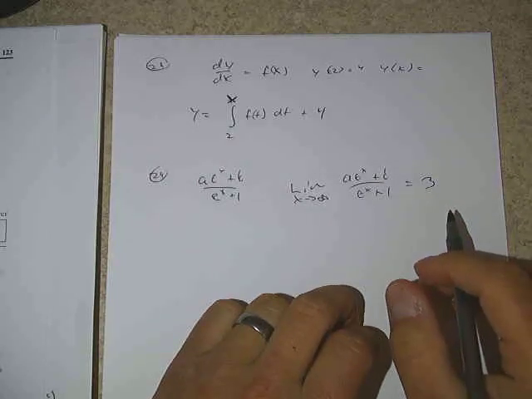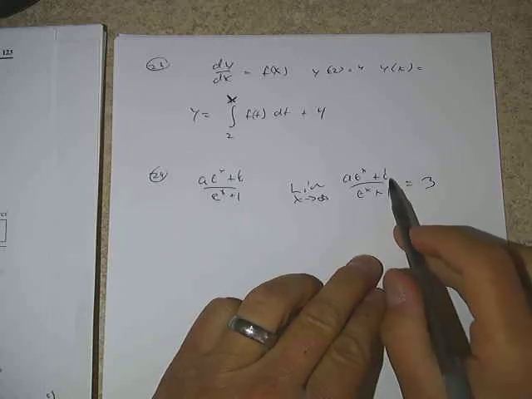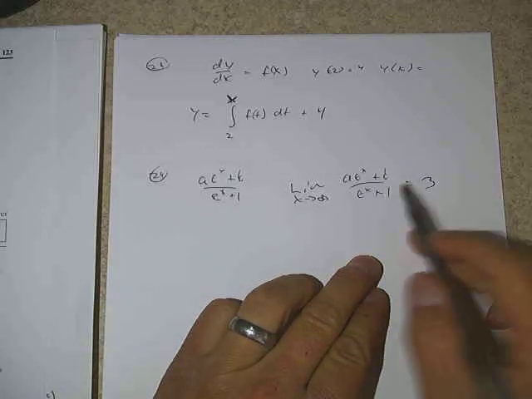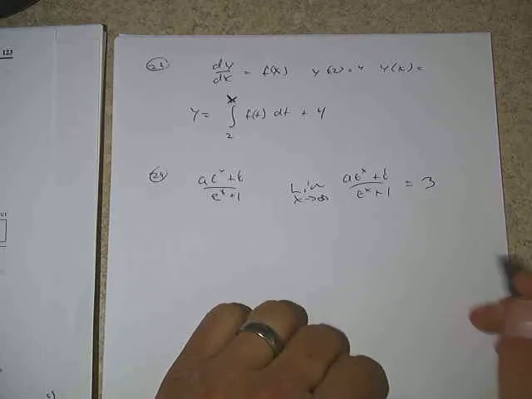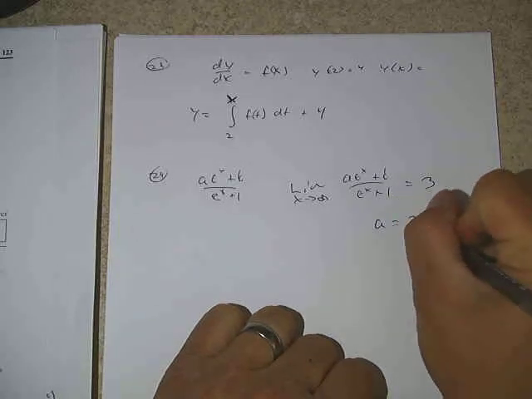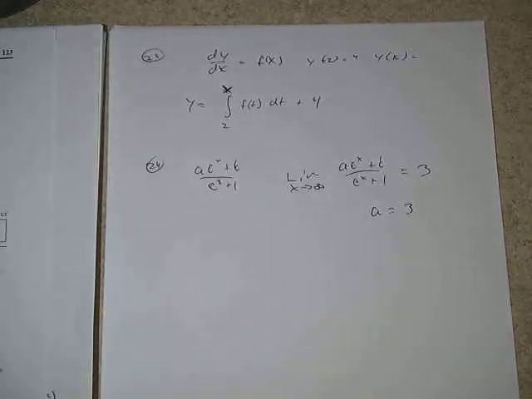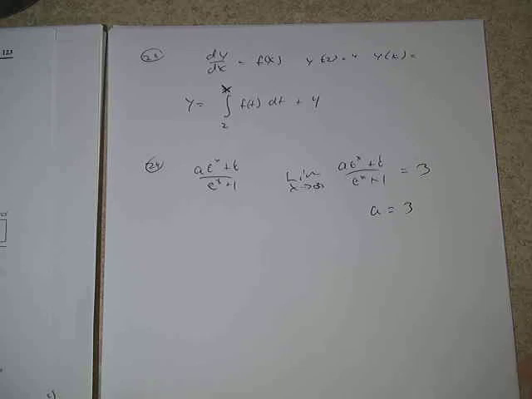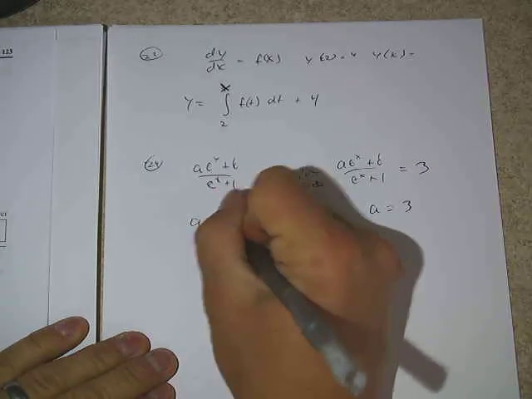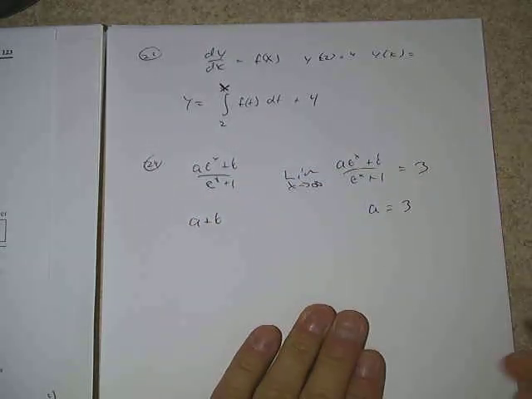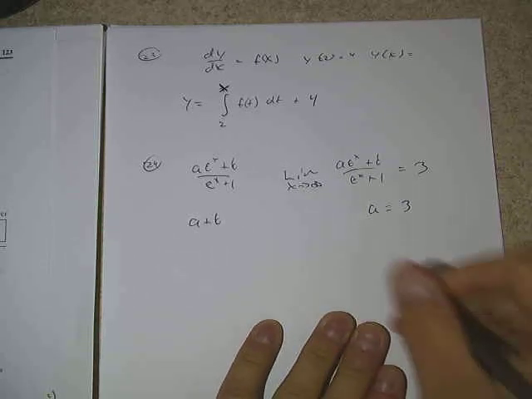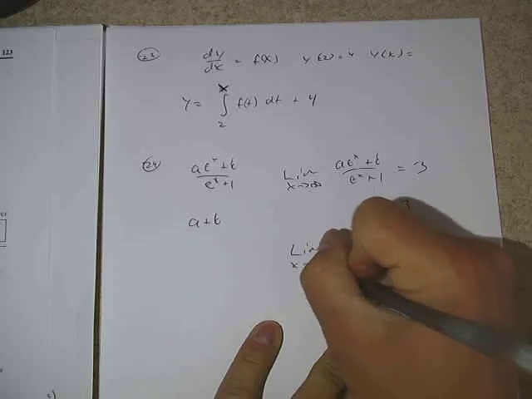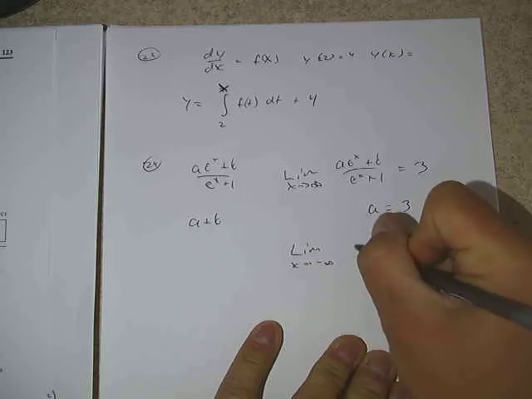24. On 24, it says we got the graph of (a e to the x plus b) over (e to the x plus 1). Graph has horizontal asymptotes at 3 and negative 5. We want to know what is the value of a plus b. Okay. So if this is going to have an asymptote at 3 going to the right, that means the limit as x approaches infinity of (a e to the x plus b) over (e to the x plus 1) is going to have to equal 3.